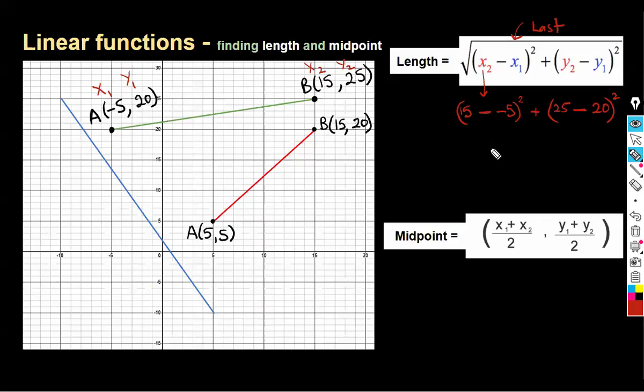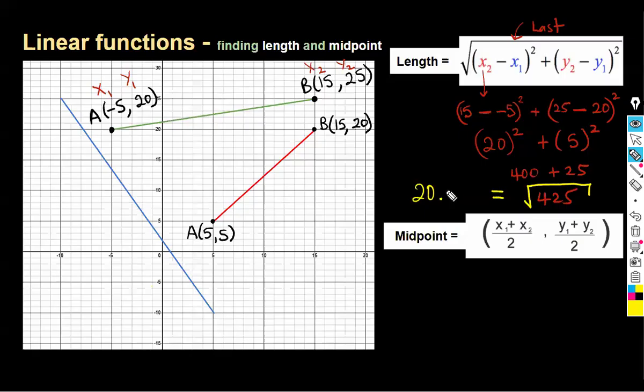15 plus 5 is 20. And don't forget the little square there. 25 minus 20 is 5, and don't forget the square there. 20 squared is 400. 5 squared is 25. 400 plus 25 is 425. And what do we do last? Bam, square root. Let's square root that. You're getting 20.62, and you have to write the word units. Otherwise, you don't get full marks in the exam. Units.